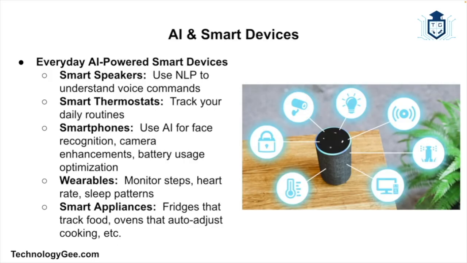So you have refrigerators out there that can tell you when your food is expiring. You have washing machines that choose optimal cycles based on load type. And you have AI ovens that recognize food and adjust cook time. Now, smart homes aren't just about convenience. Overall, they're about efficiency, personalization, and proactive decision making.